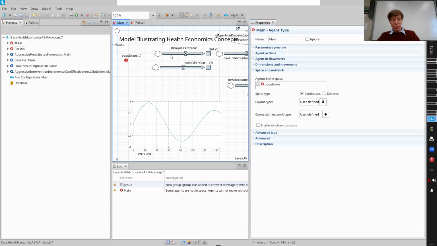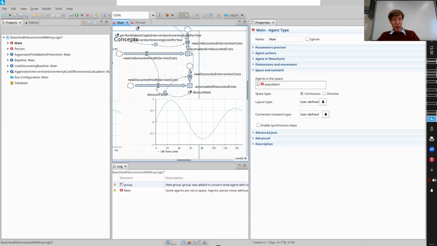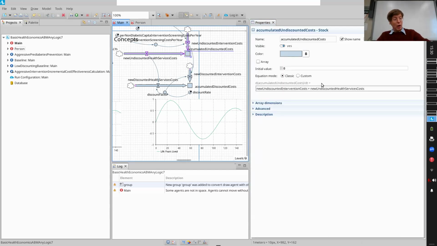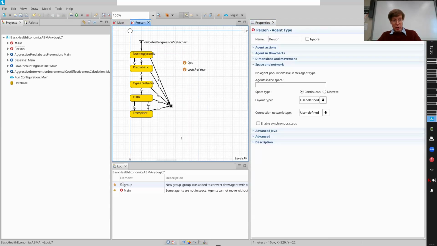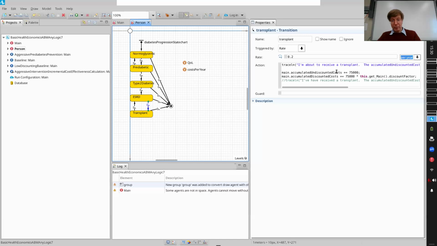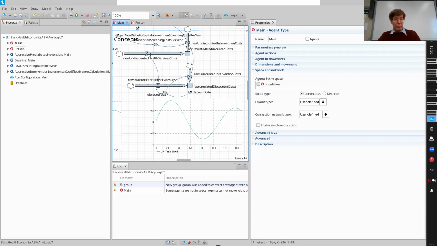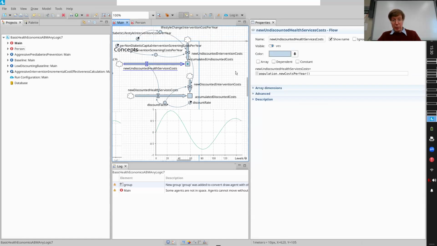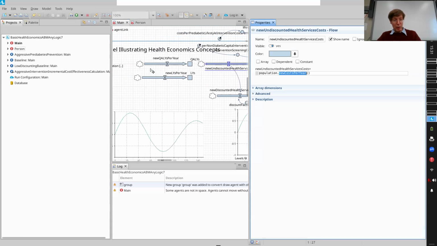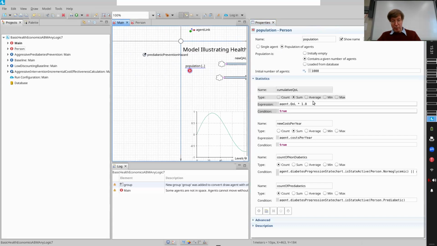Here, we actually directly accumulate costs in a manner that might make a traditional health economist blush, because we actually increment the accumulated undiscounted costs here in a manner that is frank. Beyond that, being in certain states induces a flow in that comes from health services. Costs per year. And what are the costs per year for the population? Well, the population costs per year are indeed reflected in a sum over that population of each person's costs per year.